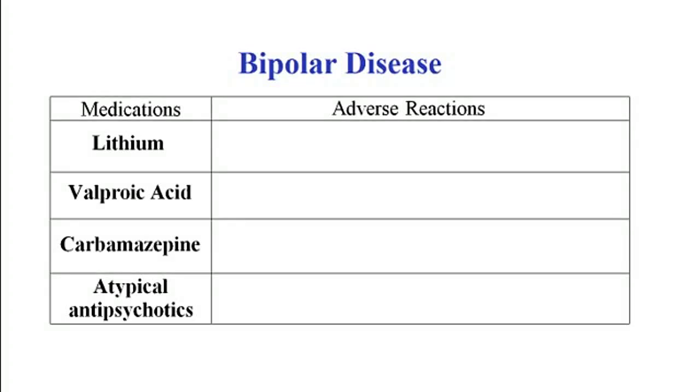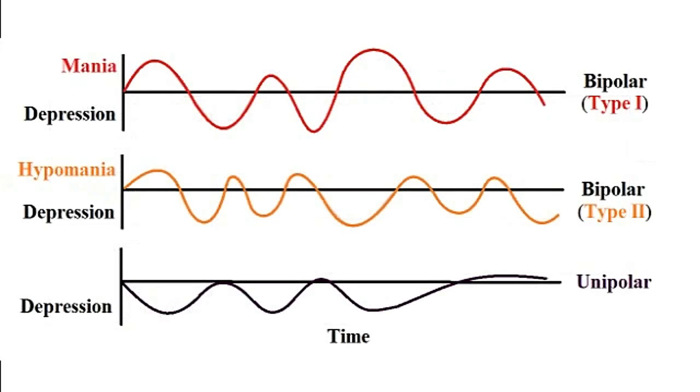In this video, I would like to go over the mechanism of action as well as the adverse reaction of the medications that are used for the treatment of bipolar disease. So bipolar disorder is divided into two types. Type 1, which presents with manic episodes, and type 2, which presents with hypomanic episodes.